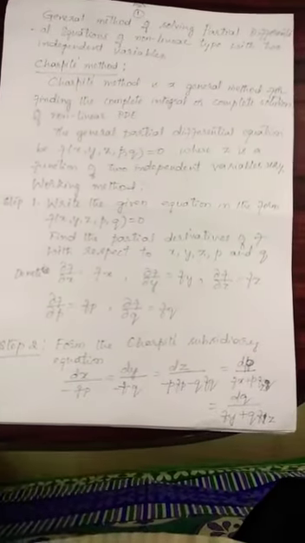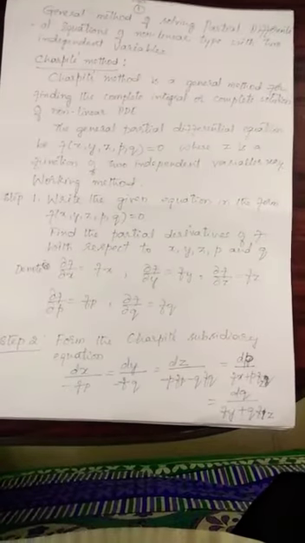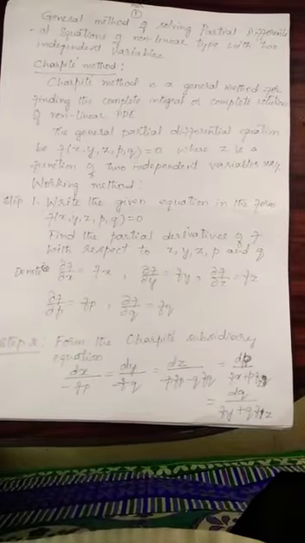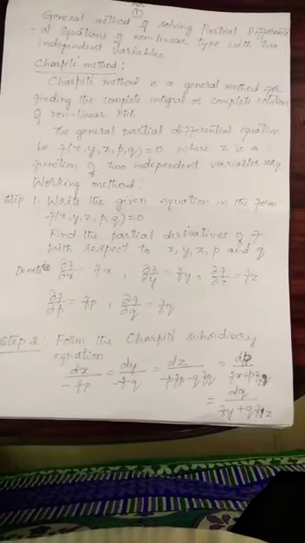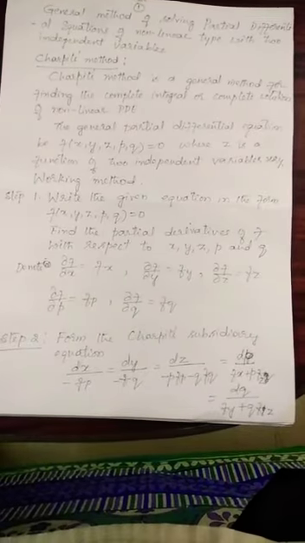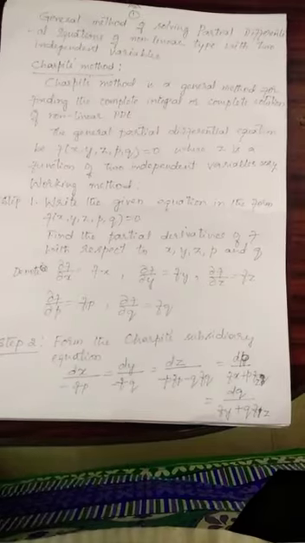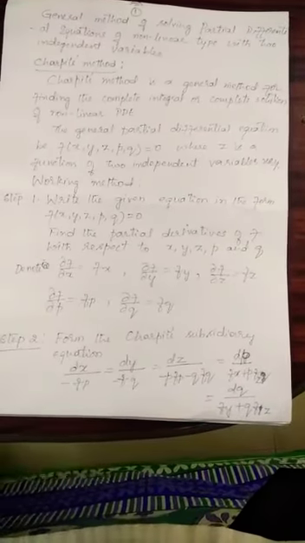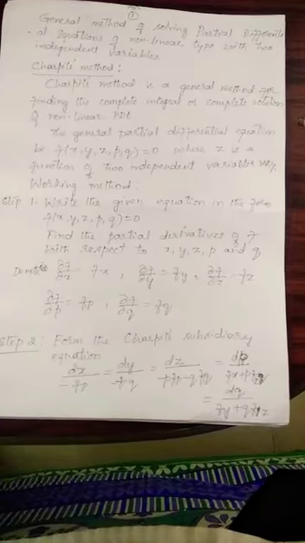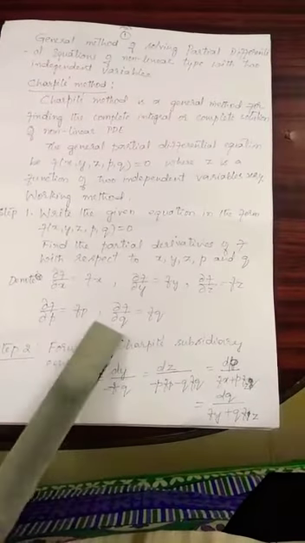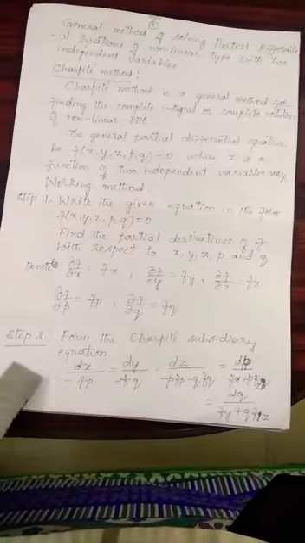Step 1 is to write the given equation in the form f of x, y, z, p, q is equal to 0. Find the partial derivatives of f with respect to x, y, z, p and q. That is, the partial derivative of f with respect to x, denoted by dou f by dou x, you denote it by fx. Similarly, dou f by dou y equal to fy. Dou f by dou z equal to fz. Dou f by dou p is equal to fp. Dou f by dou q is equal to fq. So what is step 2?